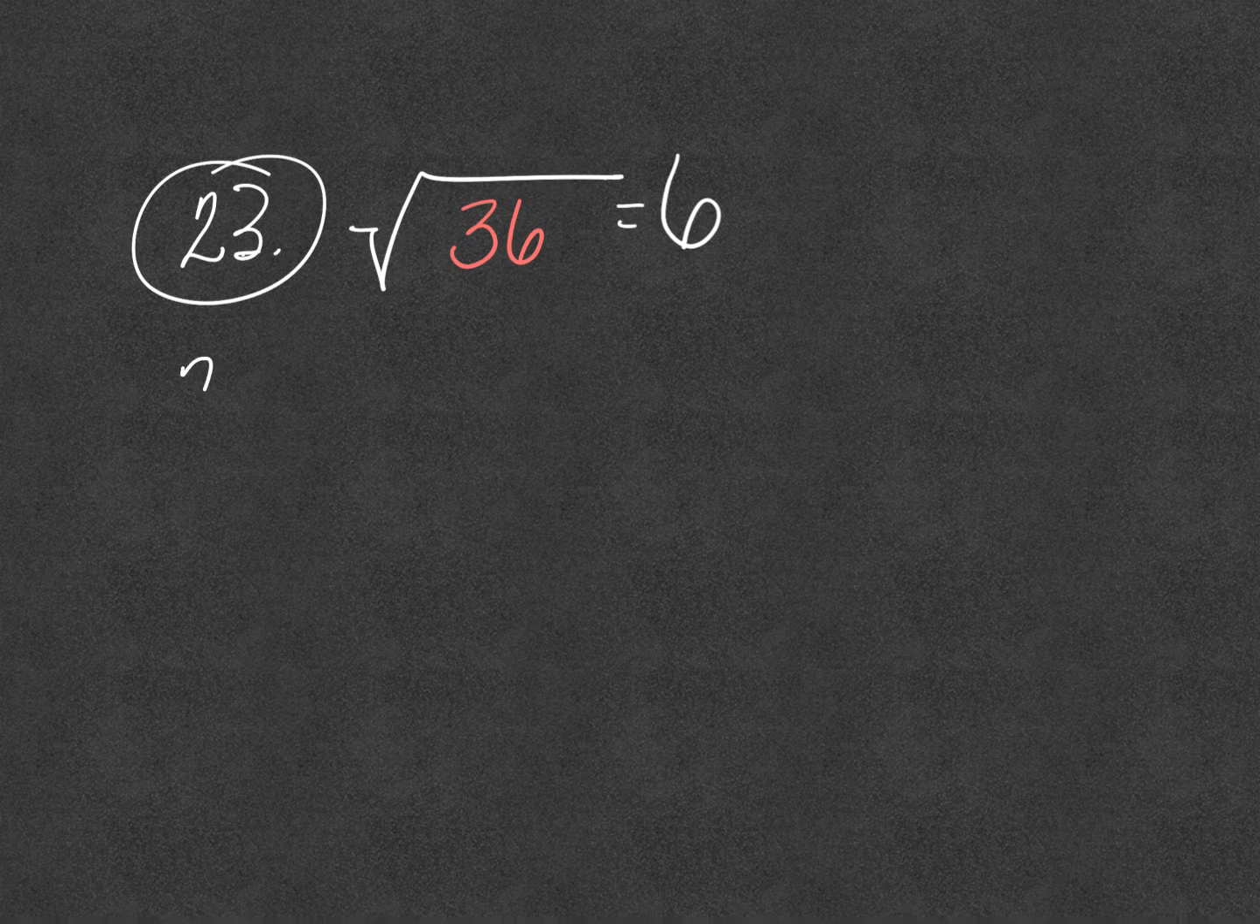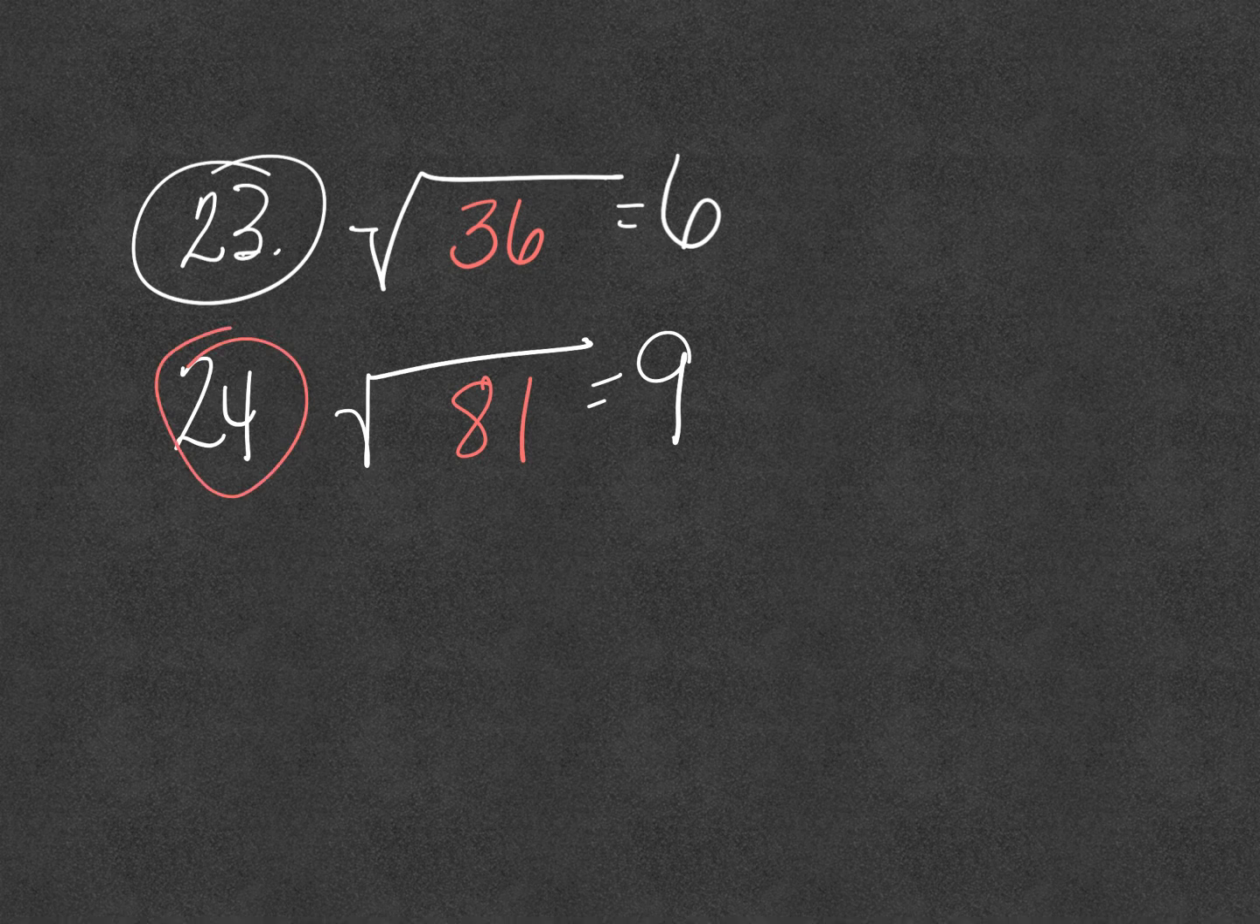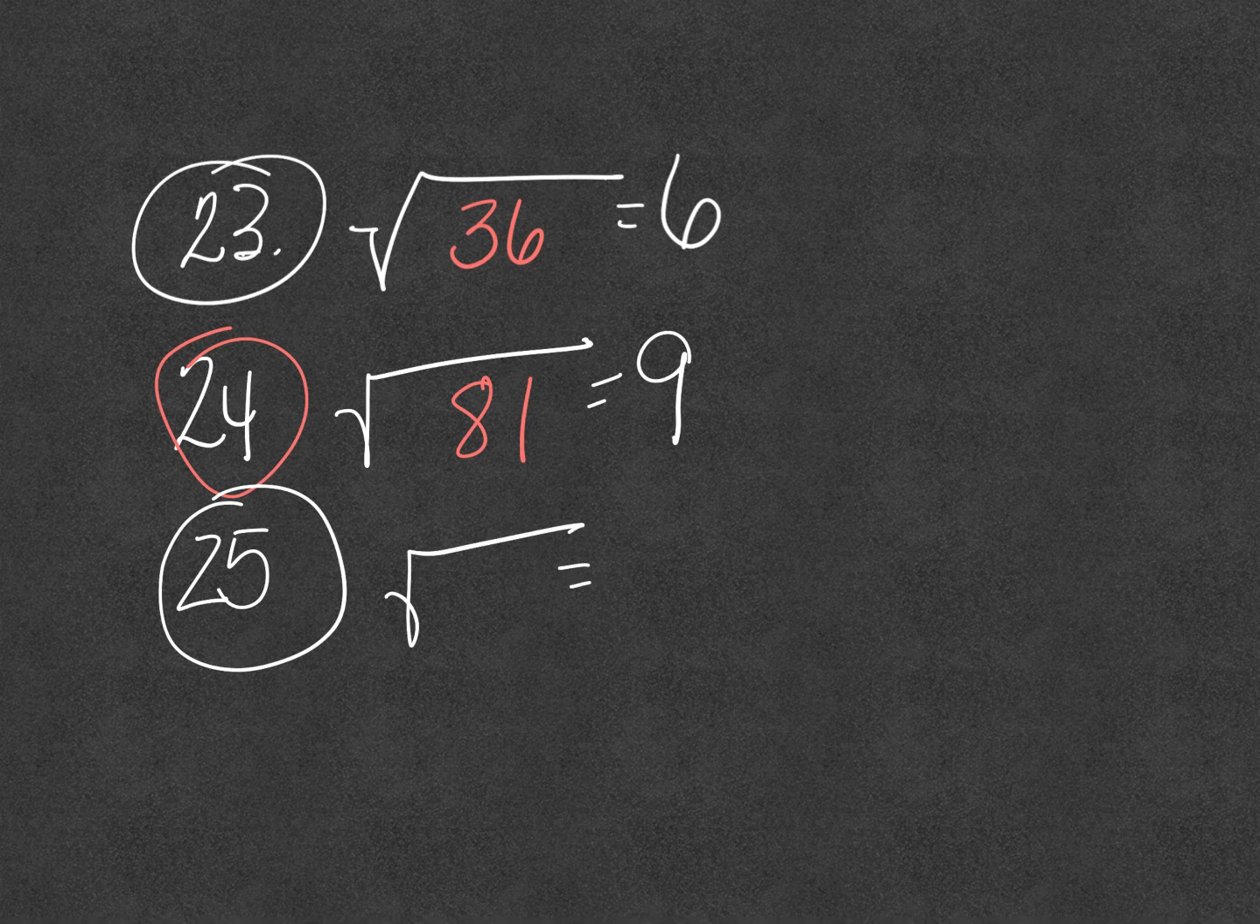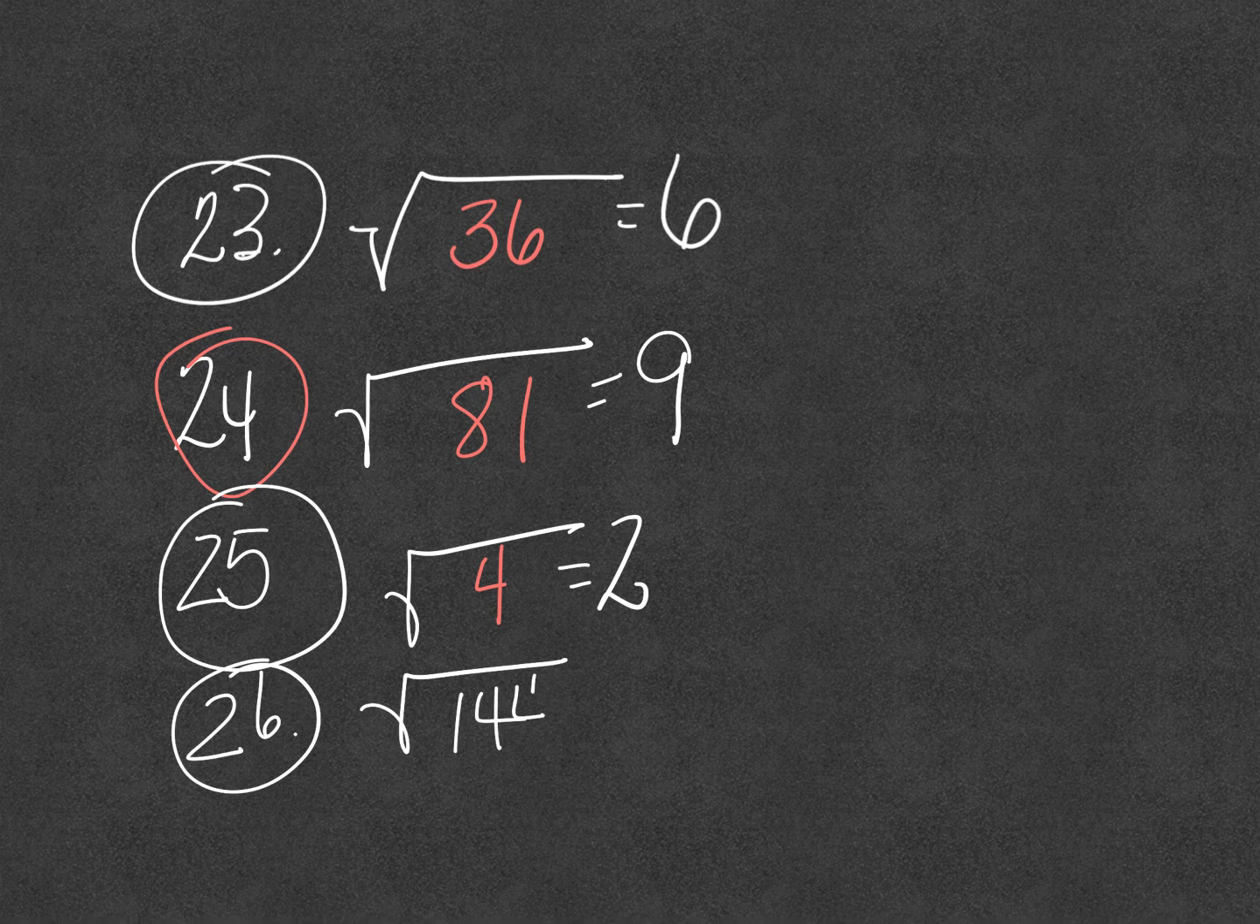All right, let's look at 24. What do we have? The square root of what equals 9? 81. Number 25 says the square root of what equals 2. So what is our answer? 4. Number 26 asks us what the square root of 144 is, and that's what? 12. Our answer here is 12.